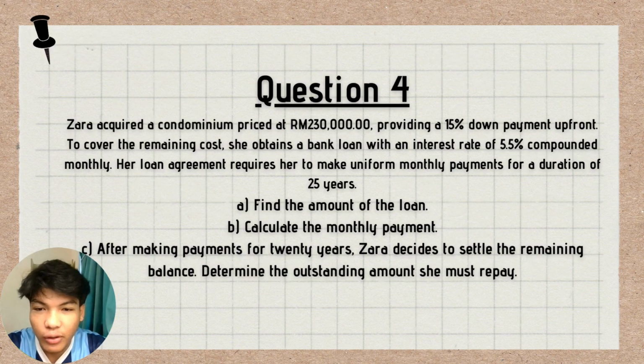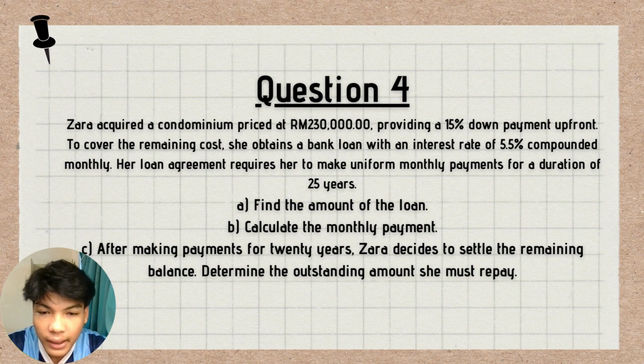Question 4. Zara acquired a condominium priced at 230,000 ringgit, providing a 15% down payment upfront. To cover the remaining costs, she obtains a bank loan with an interest rate of 5.5% compounded monthly. Her loan agreement requires her to make uniform monthly payments for a duration of 25 years. Question A. Find the amount of the loan. Question B. Calculate the monthly payment. C. After making payments for 20 years, Zara decides to settle the remaining balance. Determine the outstanding amount she must repay.